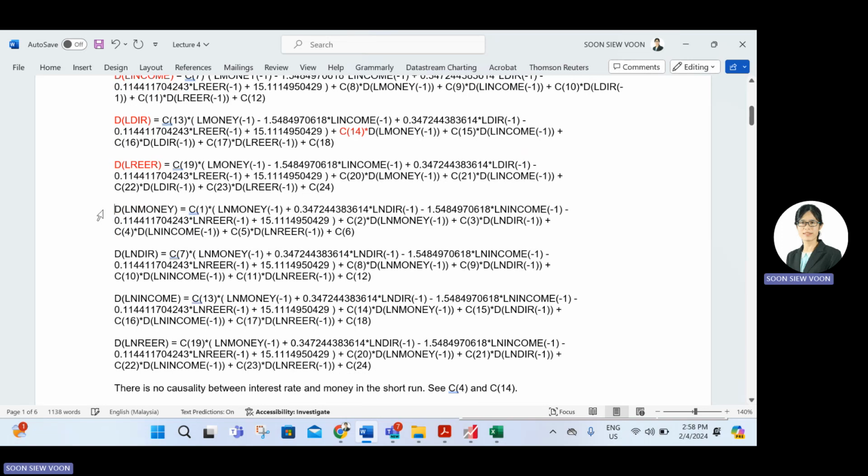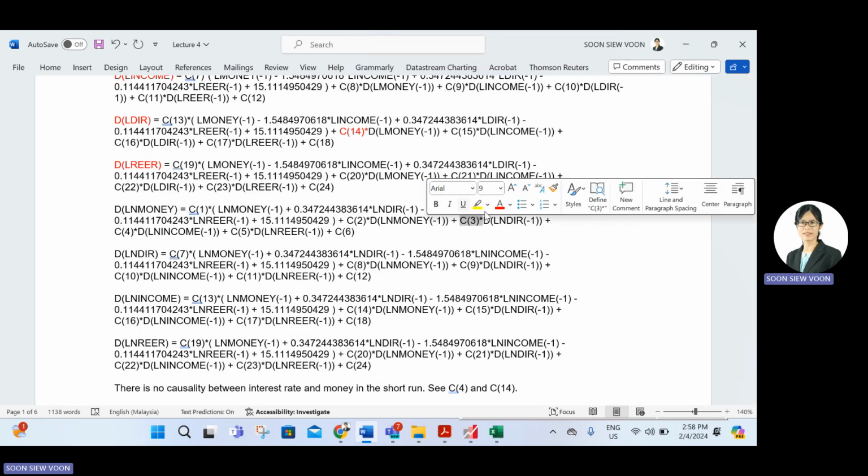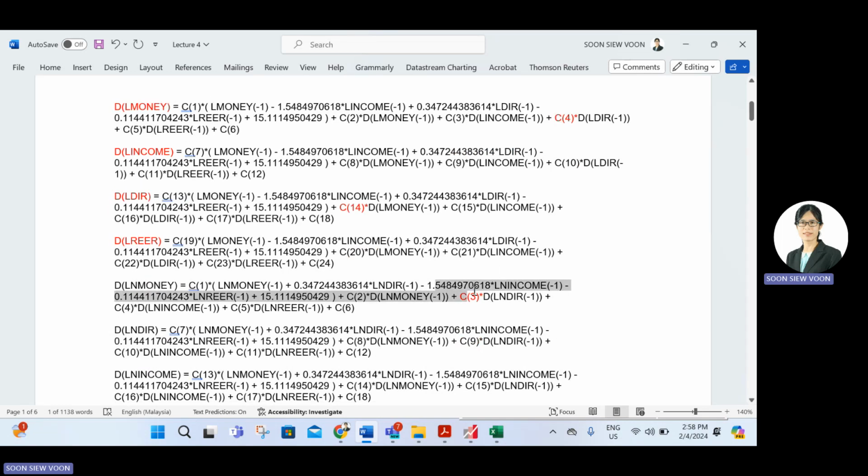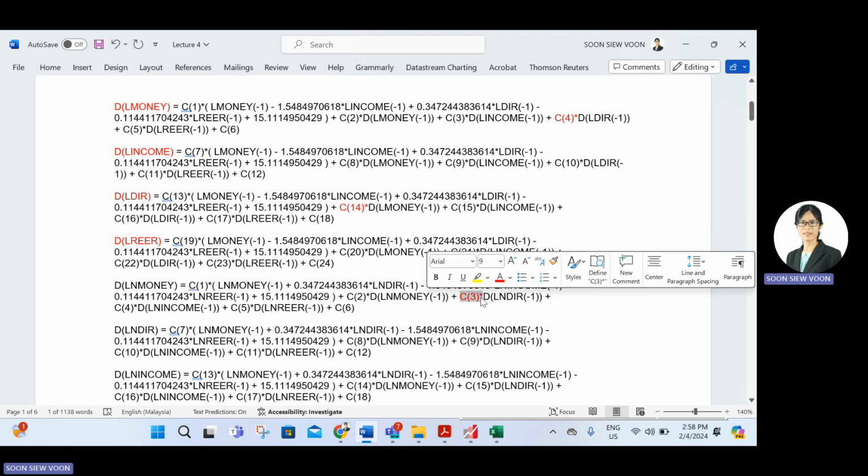Yeah, so this is my money, and this is my ECT, the error correction term. And actually it's C3. In my current exercise it's C3, because I put income first. I estimate the income first, followed by the interest rate. That's why in your notes it is C4, but in my exercise now it's C3. I want to test C3.